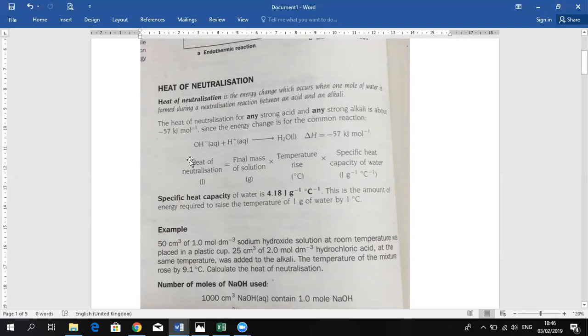Where's my pen? We need to remember this formula here, right? This guy here. Yes, horrible. So I'll just use this tool instead. Right, so you need to remember this formula here.